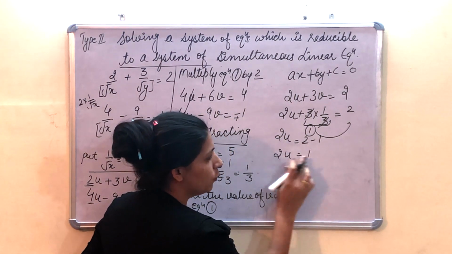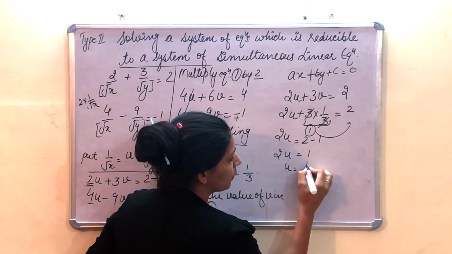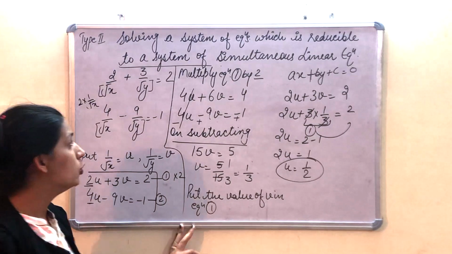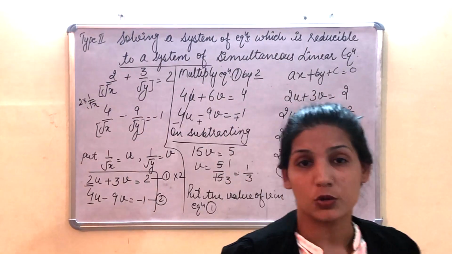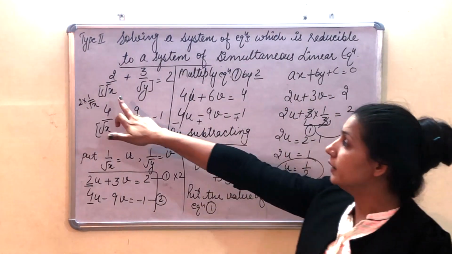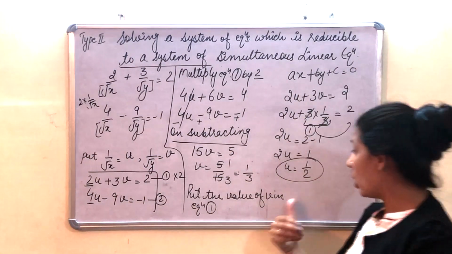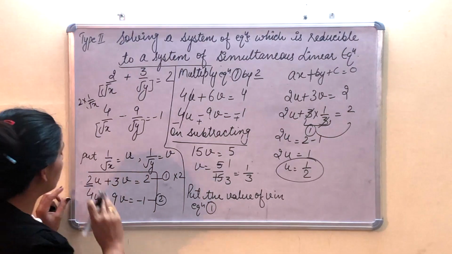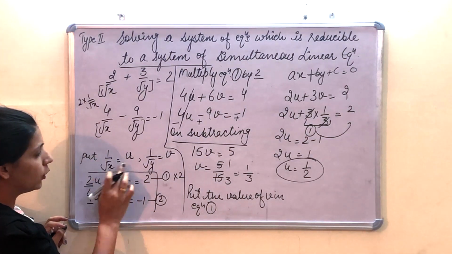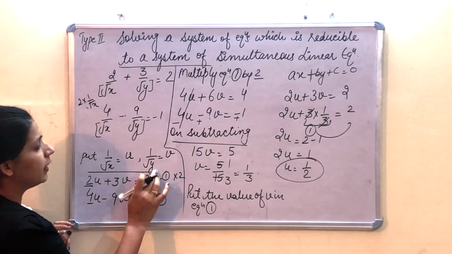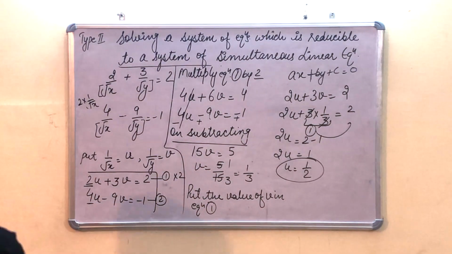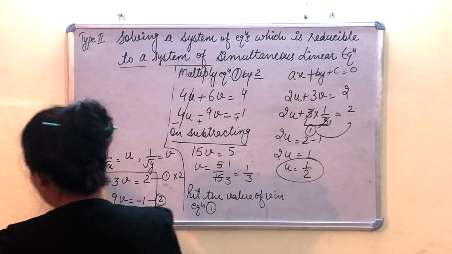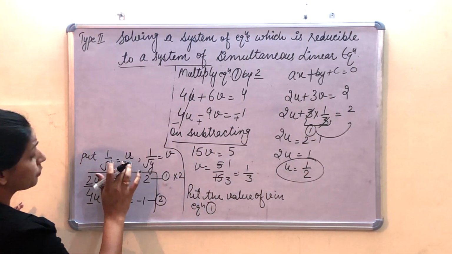Same as it is, we shift 2. So it is 1 by 2. So these are our values of u and v. But in our questions, we have to find the values of x and y, not for u and v. So come to our substitution, where we put 1 by under root x is equal to u and 1 by under root v is equal to y. Here we put the value of u and v, then we find the value of x and y.